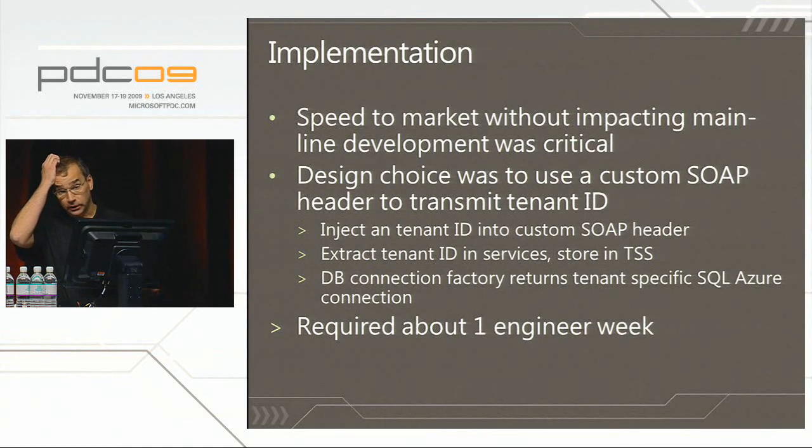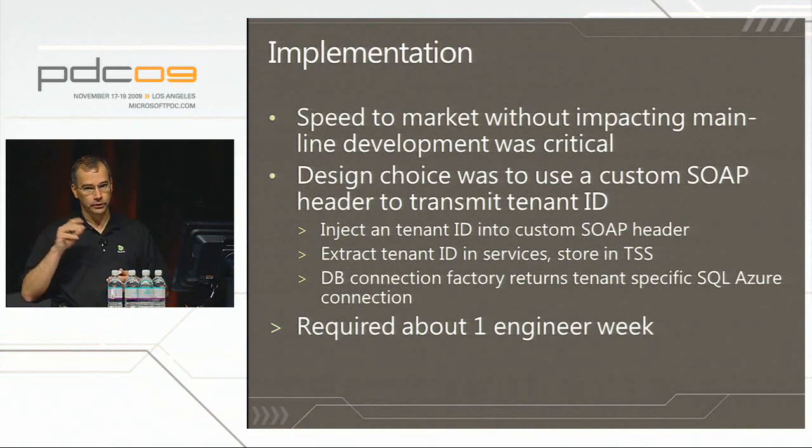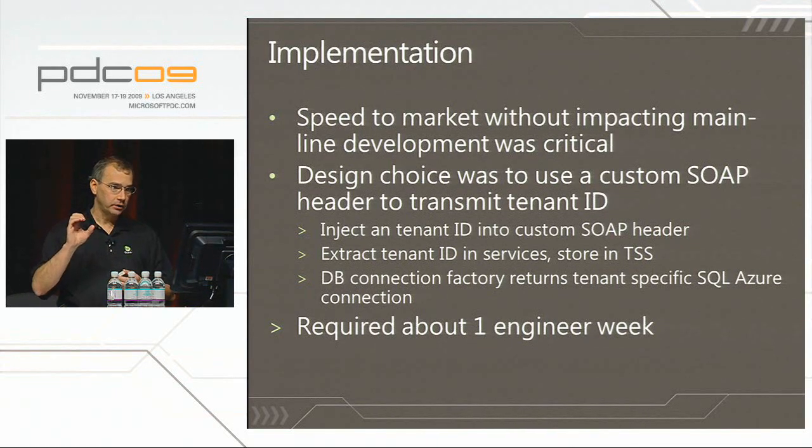So we inject a tenant ID into a custom SOAP header. We extract the tenant ID in those services. We put it in thread static storage. And then our database connection factory returns a tenant-specific SQL Azure connection based upon the tenant ID.